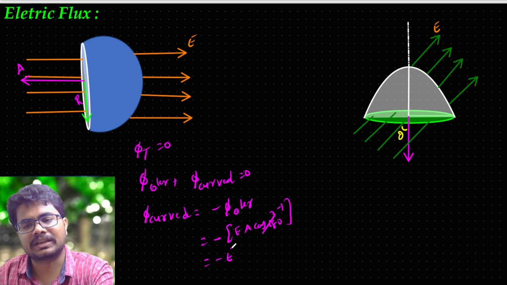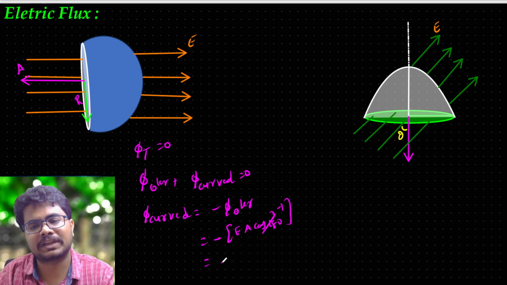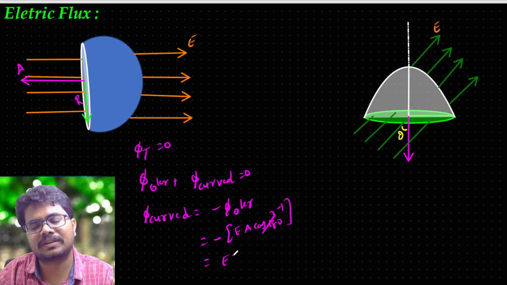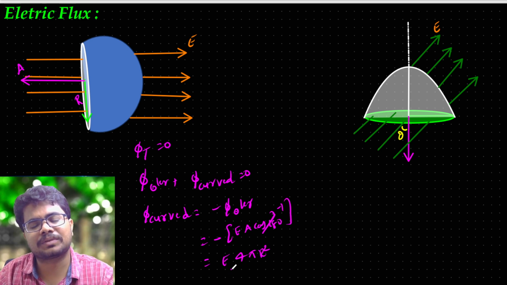Minus is there inside. Inside, one more minus 1. Minus into minus is going to be plus. So let me directly write plus E into area. Area of this disk is how much? Disk surface 4 pi r square. Means flux through curved surface equals E into 4 pi r square, which we got in this example. Fine, that's okay.